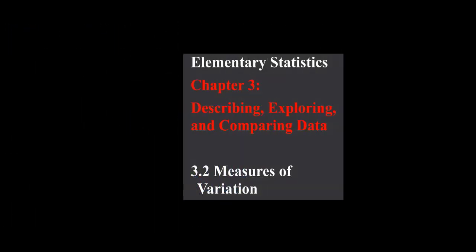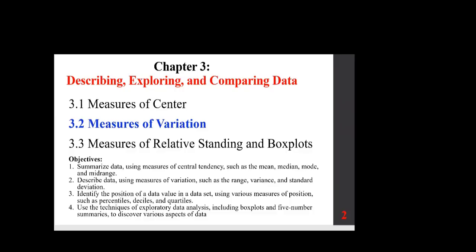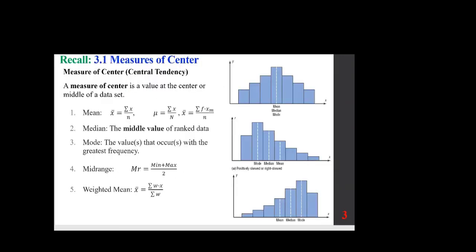Which brings us to the next topic, measures of variation. It was part of the objectives that was discussed for the whole topic of describing, exploring, and comparing data. And in the previous section, we looked at various measures of center. We looked at the mean. We use X bar for a sample mean and mu for the population mean. And also we discussed the method of finding the mean for frequency distribution tables.